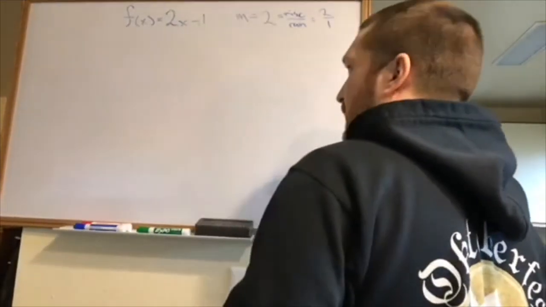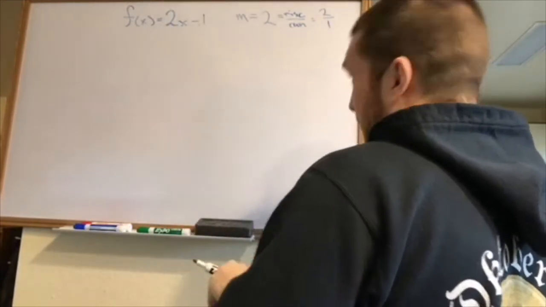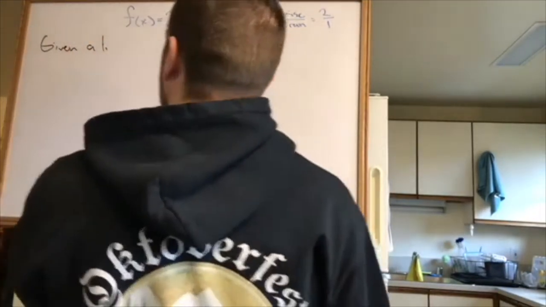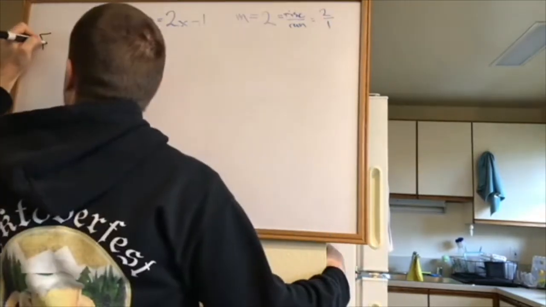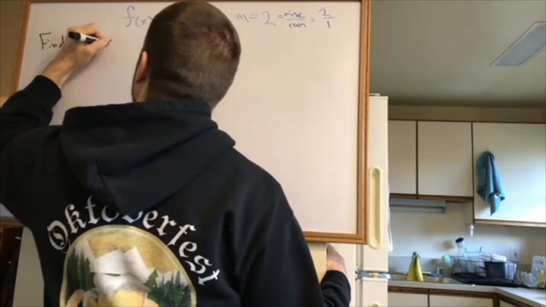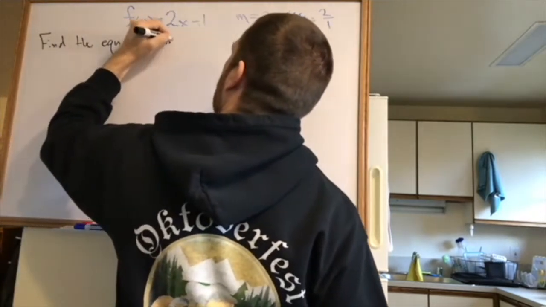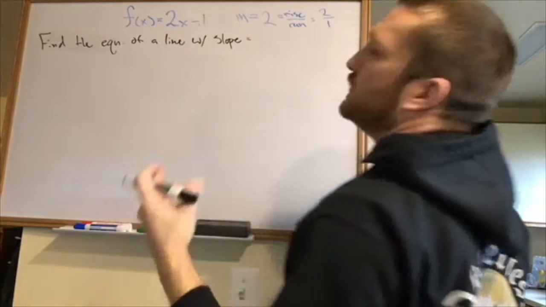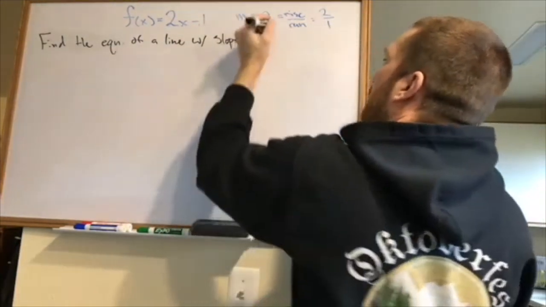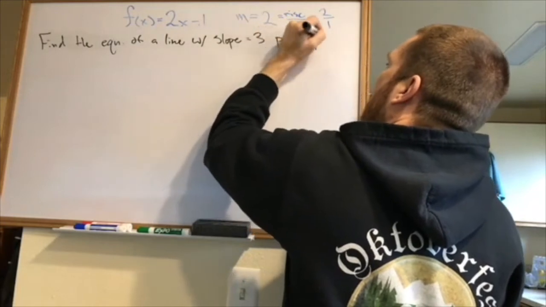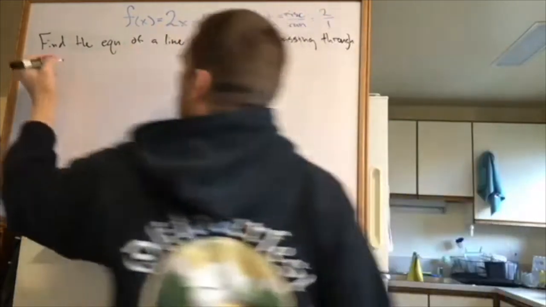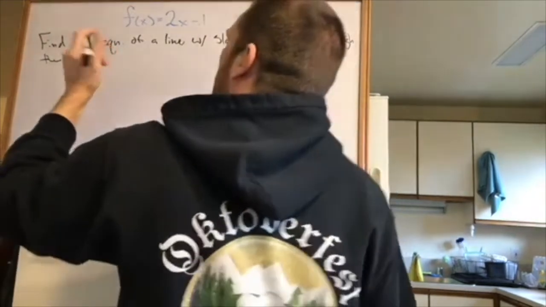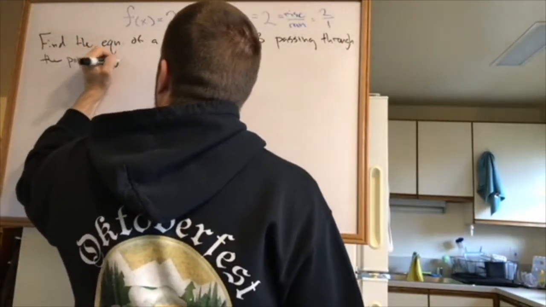Here is a similar problem to one that is in your book. Find the equation of a line with slope equal to, I don't know, let's say 3, passing through the point, how about 1, 2?